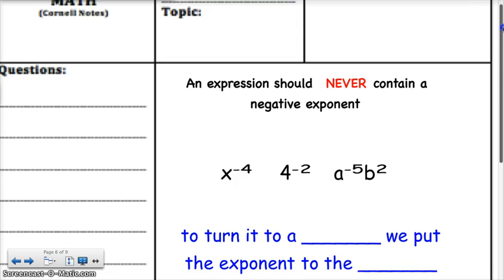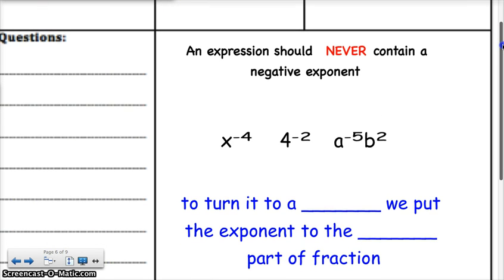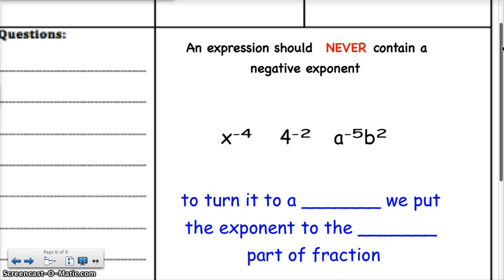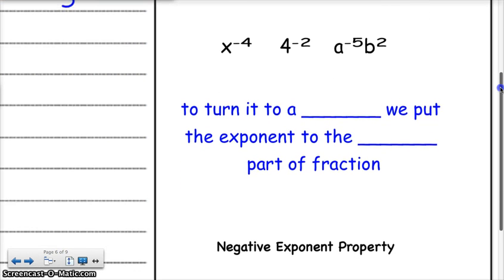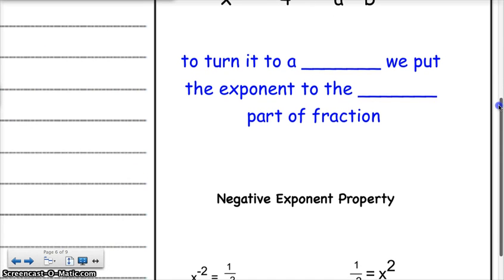All right, we are extending our exponent property knowledge. A simplified expression should never have a negative exponent. It is not simplified if there's a negative exponent. For example, 3 to the negative 2, you don't see that often. It is not simplified. A simplified expression always has positive exponents. So, if it's negative, we need to figure out a way to turn it positive.